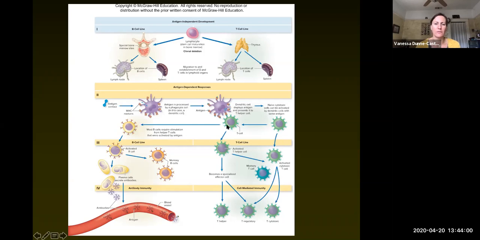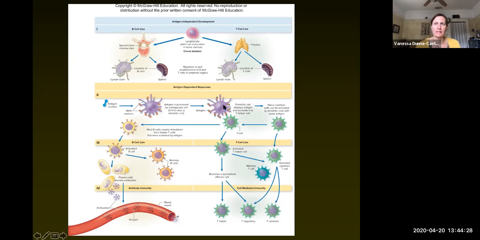And then in order for activation and clonal expansion in effector cells to be produced, it's an antigen dependent response. So this is where we have our MHC class 2 presentation for antigen presenting cells. This would be dendritic cells if this is the first time around, or macrophages, or even B cells, which we'll talk about today in these slides here.